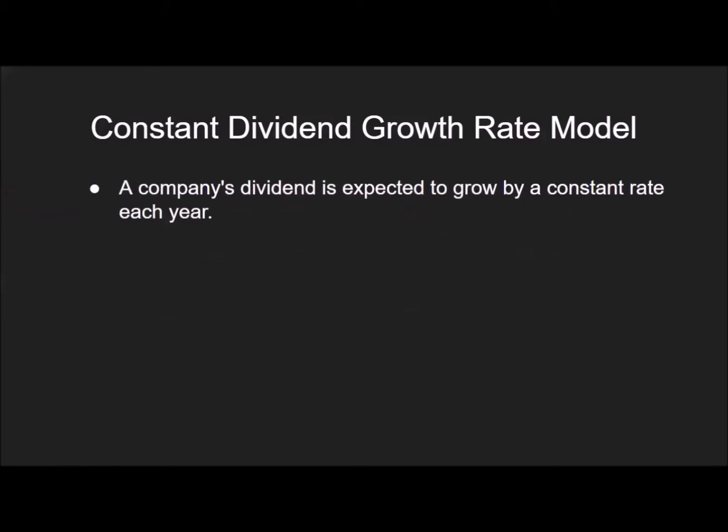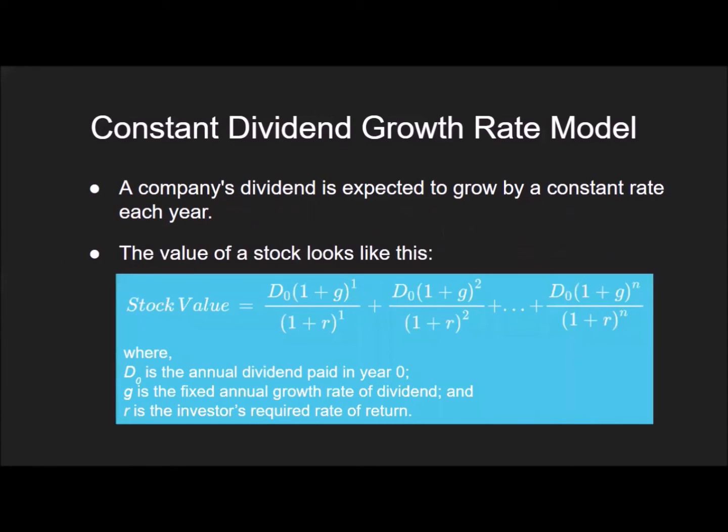With this model, a firm's dividend is expected to grow by a constant rate each year. The value of a stock would look like this. D0 is the dividend paid in year 0. G is the fixed annual growth rate of the dividend. R is the investor's expected rate of return.